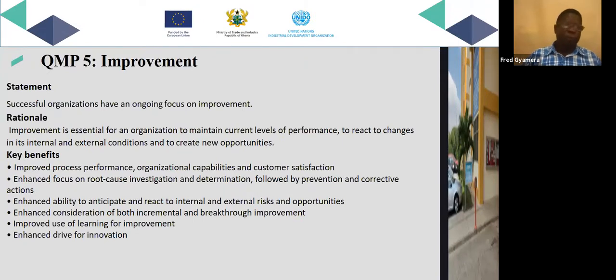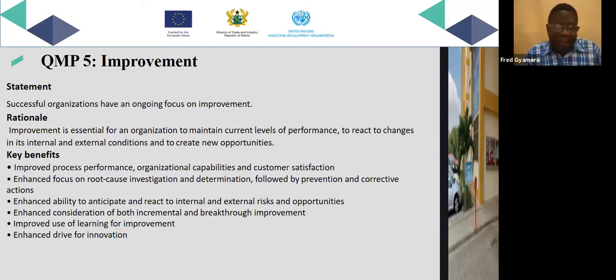Principle number 5, improvement. All successful organizations have an ongoing focus on improvement. That's why you say continual improvements, ongoing. Improvement is essential for your company or your organization to maintain your current levels of performance. If nothing at all, maintain the current level. React to changes in its internal and external conditions and create new opportunities so that you can grow your business.